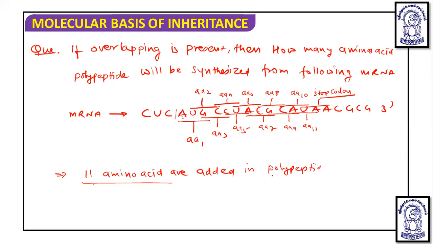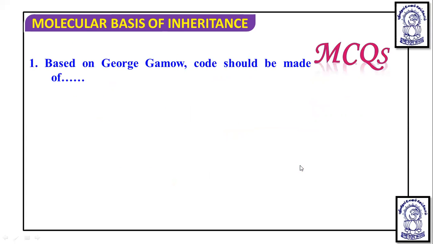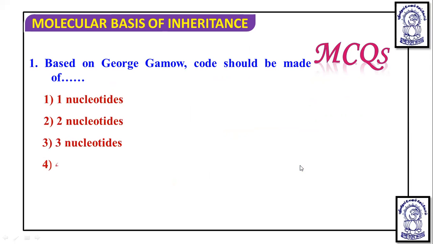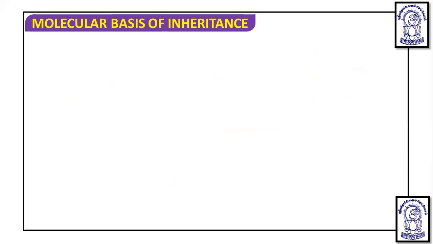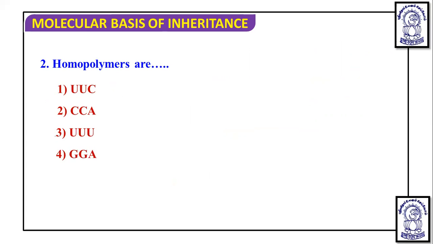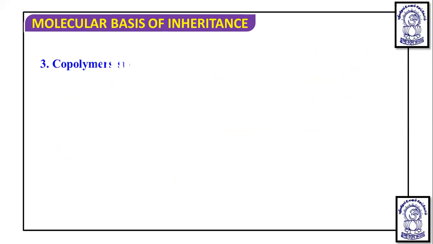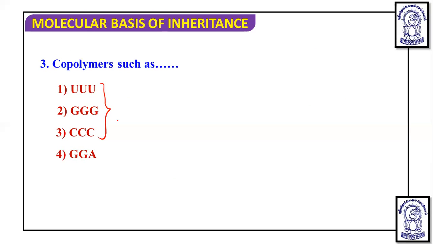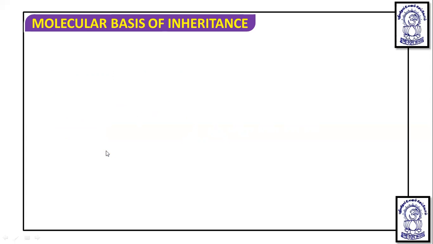Such questions can be asked from this topic, you should be able to answer. Based on George Gamow, the code should be made up of three nucleotides, that we have already studied. Homopolymers are made up of the same type of nitrogenous bases. So UUU is the homopolymer which codes for phenylalanine. A copolymer consists of two different types of nitrogenous bases. UUU, GGG, CCC are homopolymers, whereas GGA is made up of two different types of nitrogenous bases, so it is a copolymer. These are homopolymers, and this is the copolymer. So the fourth is going to be the answer.